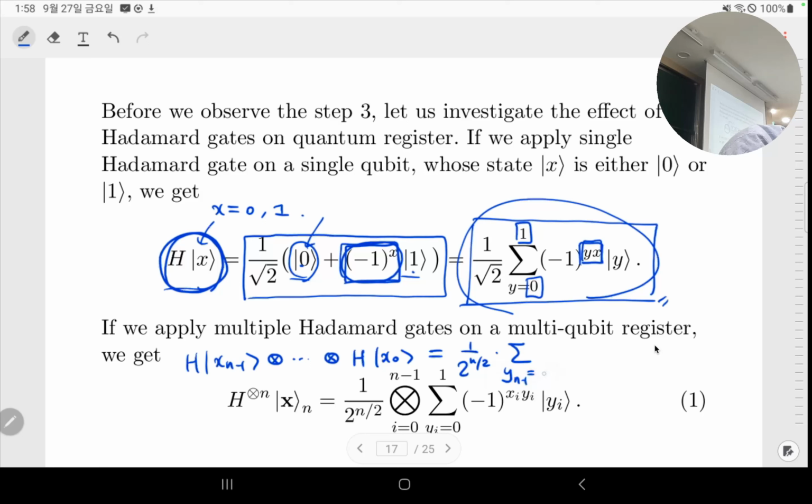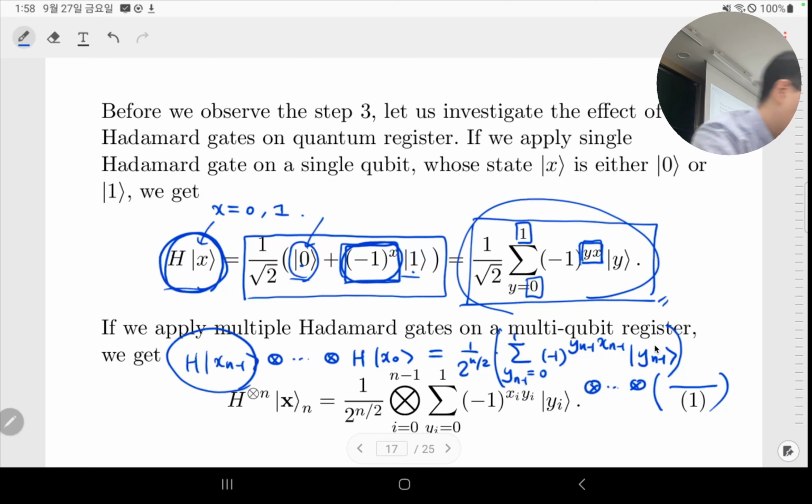So y_{n-1} from 0 to 1, minus 1 to the x_{n-1} y_{n-1}. That's for the first part, this part. And then you do this for the others. Okay? And then I'm going to take the distribution rule over the tensor product. So far that makes sense, right? Does it make sense? It's only a formula.